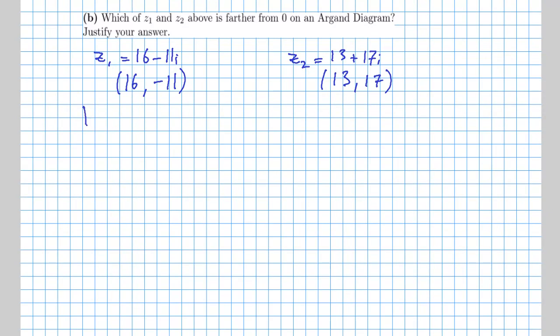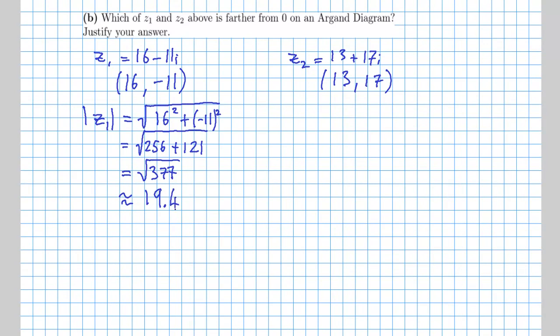The way we write the length of z1 is like this. So it's z1 with a vertical line either side of it. That is the square root. Take each of the components and square it, and then you add them together inside that square root. So we're going to get a square root of 256 and 121. And so you add those together, you get the square root of 377. You can leave it like that, or if you want to, you can approximate that to 19.4 or thereabouts. So now we do the same for z2.